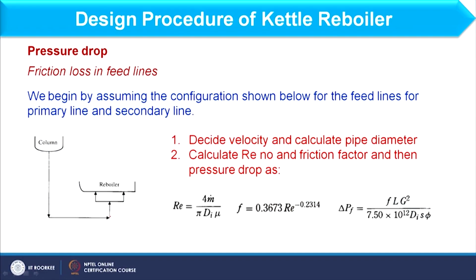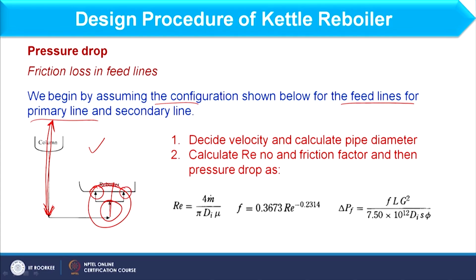If you consider, the feed line is basically this line. Because the pressure drop which is available in this line, that we already calculated, and this we name as available head. Now, we have to find out the friction loss in this. So, we begin by assuming the configuration shown here for the feed lines from the primary line to the secondary line. This is basically the primary line and these two are secondary lines.